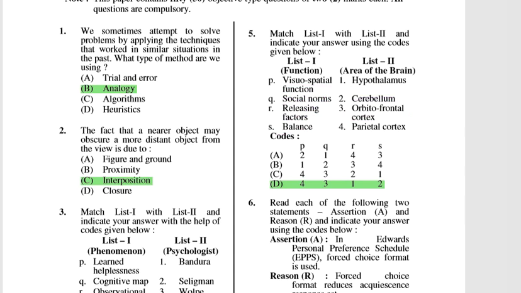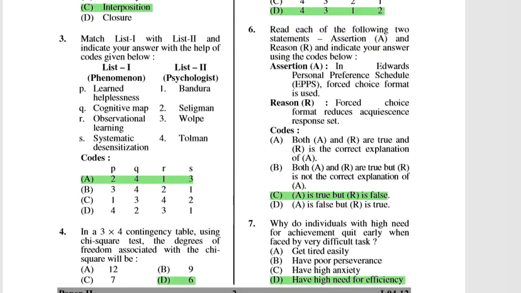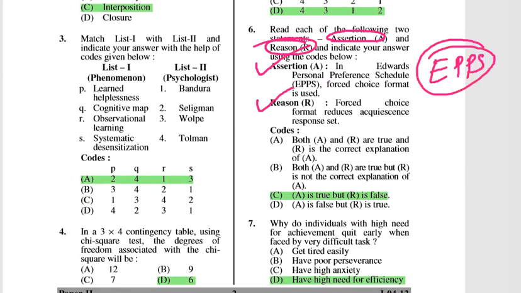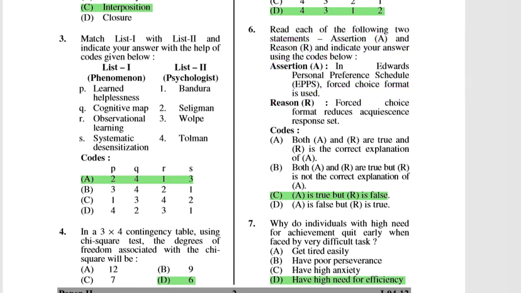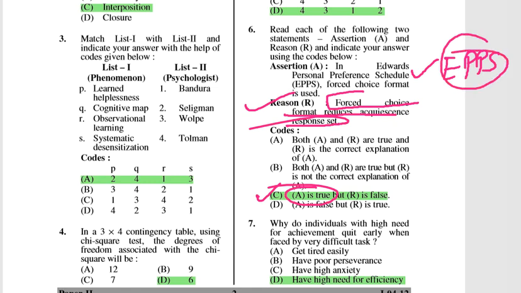Okay, and now the next question: read each of the following statements. Assertion A is given and the reason is also given. Assertion A: in the Edwards Personal Preference Schedule, EPPS, if you have read that book you will know what EPPS is, the forced choice format is used. Is it used in this or not? You have to tell that. The reason R is given as: forced choice format reduces acquiescence response set. The correct answer is option C. A is true, this is correct, EPPS uses the forced choice format. If you don't know what EPPS is, comment down below and we will provide a lecture for you. And R is false, this is wrong.